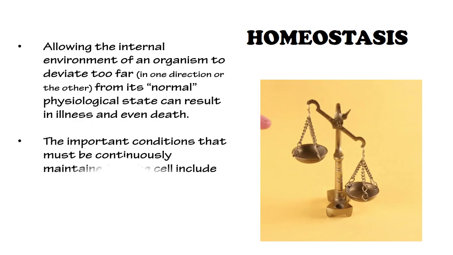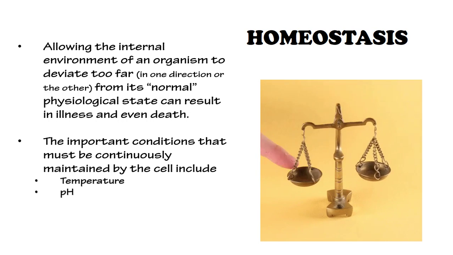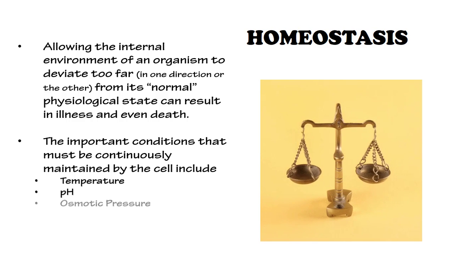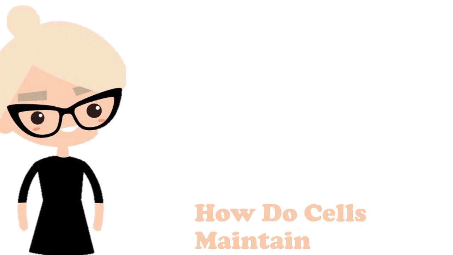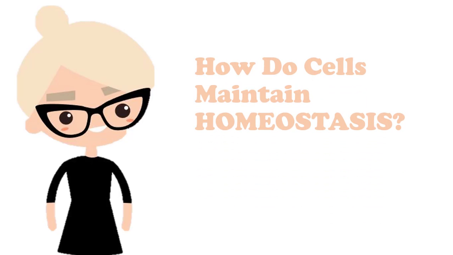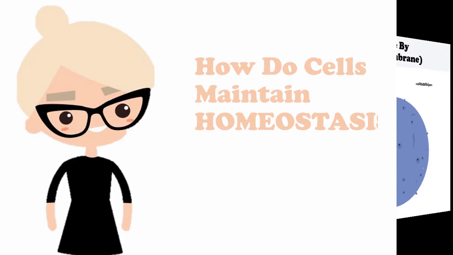The important conditions that must be continuously maintained by the cell include temperature, pH, osmotic pressure, available nutrients, and making sure there's not too many waste products built up in the cell. How do cells maintain homeostasis?